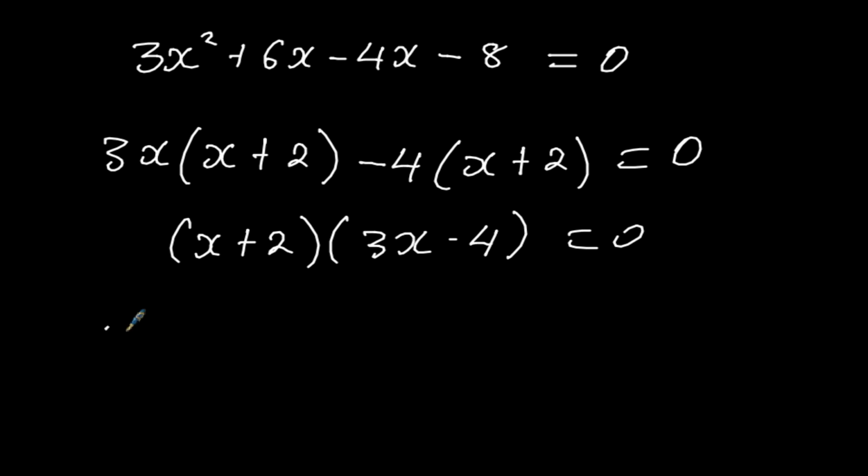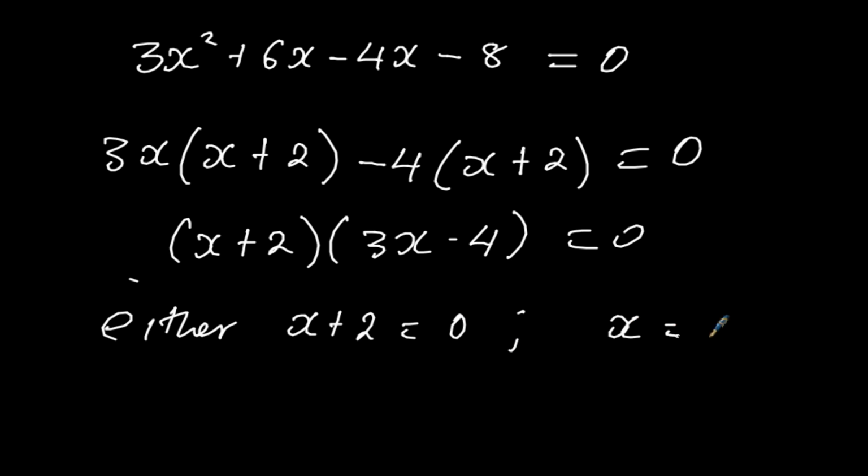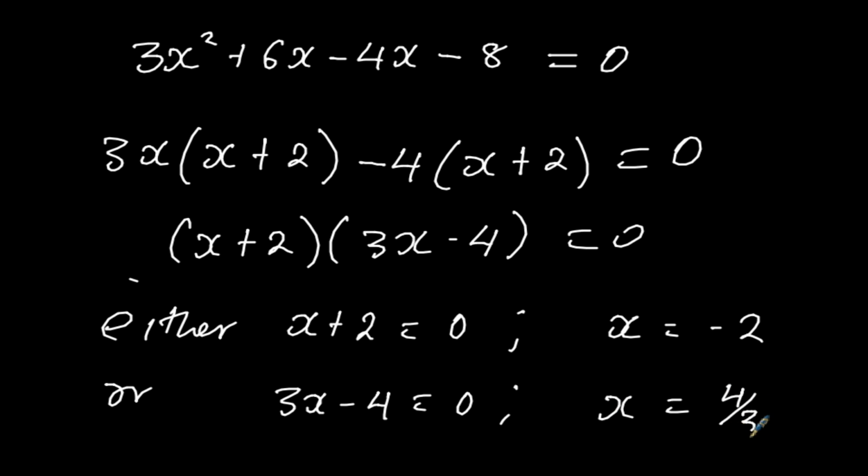So either x plus 2 equals 0, which gives us x to be negative 2, or 3x minus 4 equals 0, which gives us x equals 4 over 3. So these are the 2 answers to our quadratic equation.